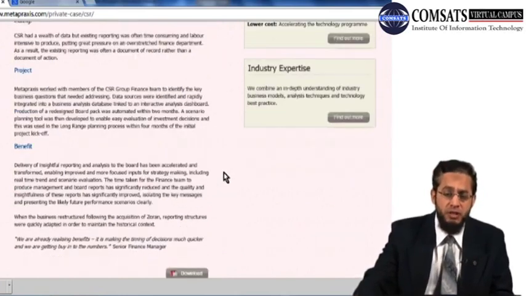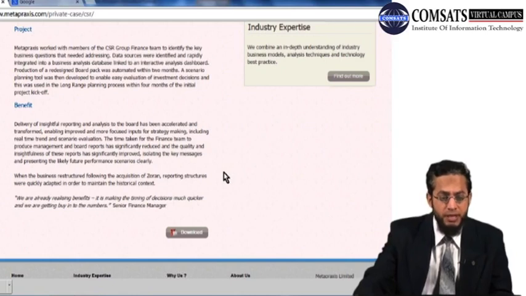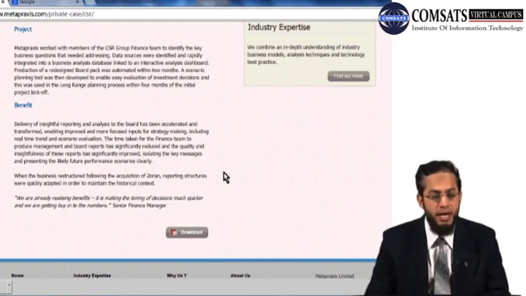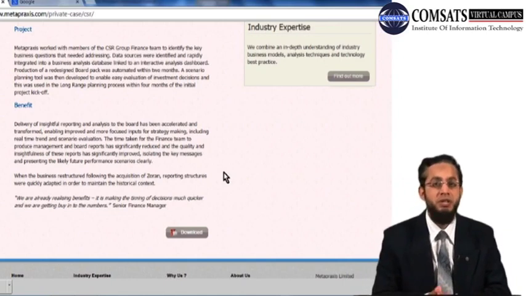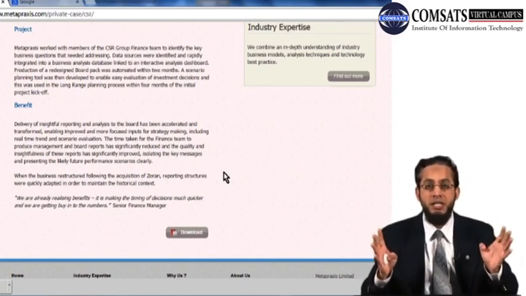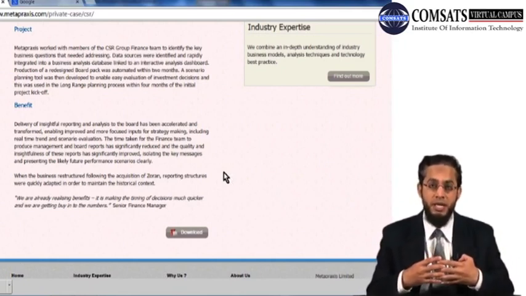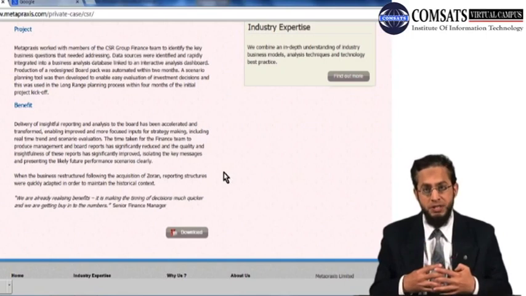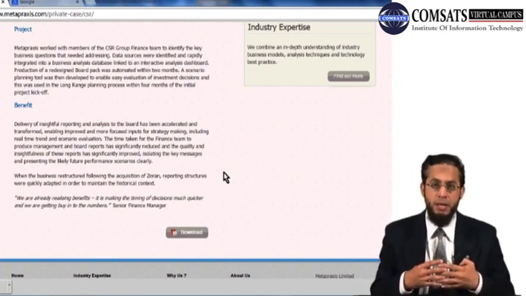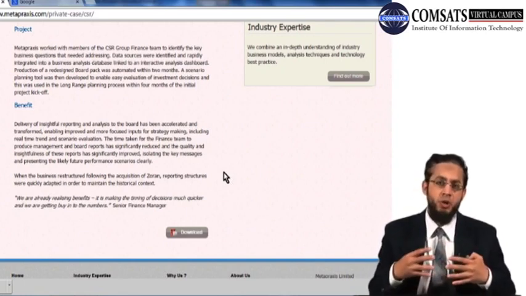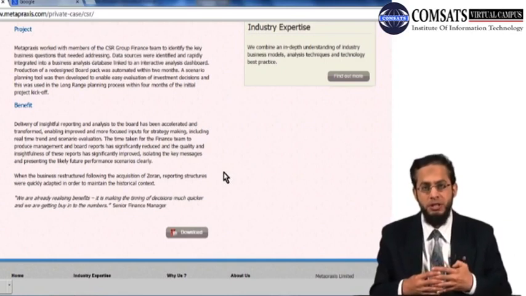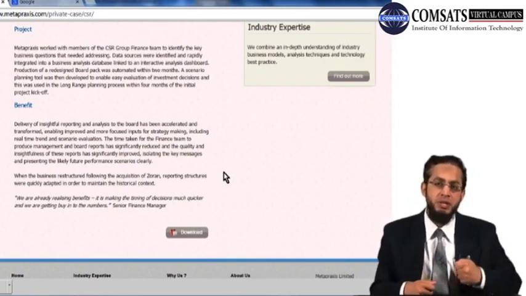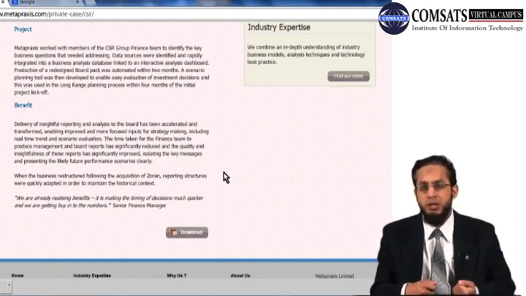As a result, what was the benefit of that? Delivery of insightful reporting and analysis to the board has been accelerated. Wo accelerate ho gaya and transformed, enabling improved and more focused inputs for strategy making, including real-time trend and scenario evaluation. Usse kya hua ke real-time business environment mein jo indicators aapko real-time mein inform kar rahe hain about your sales, your orders, the prices of different inputs, your capacity planning, your production planning, your procurement policies in terms of your suppliers' lead time, ki how much time would they take to supply a particular component to you and all that.